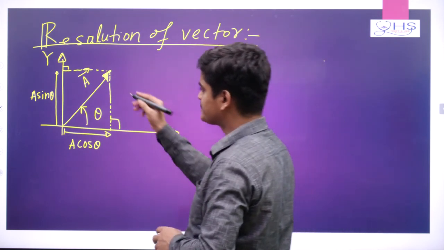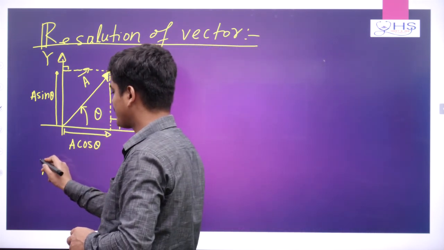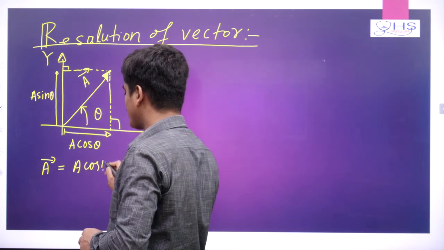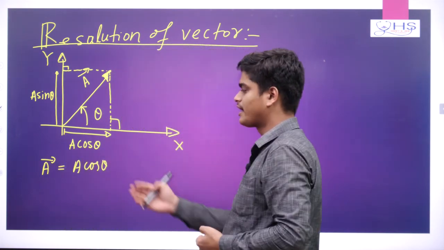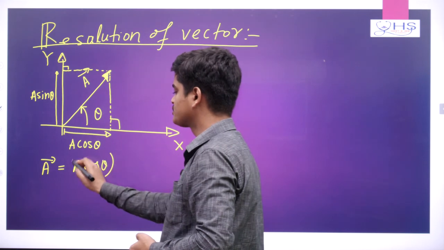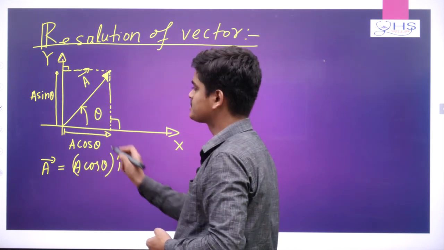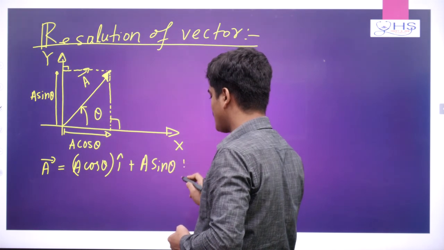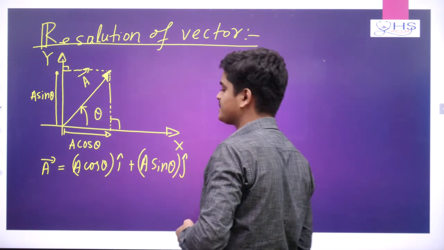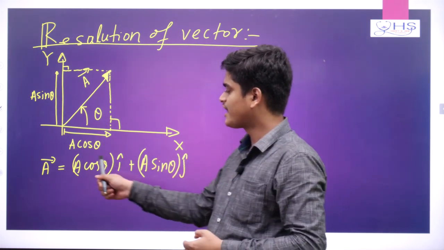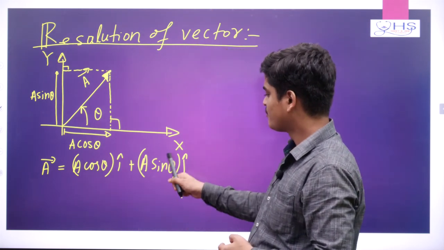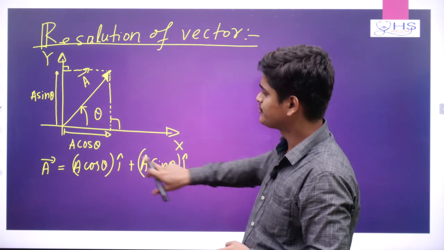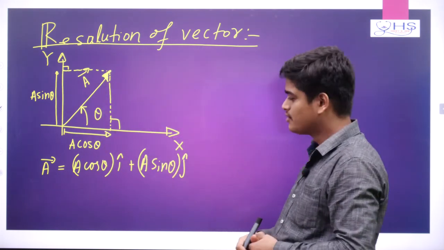Okay. Now suppose you want to write this vector. You can write the a vector as a cos theta i cap, since this is the x component, plus a sin theta j cap. This is the x component of a, and this is the y component of a. I cap is the unit vector along x, and j cap is the unit vector along y.